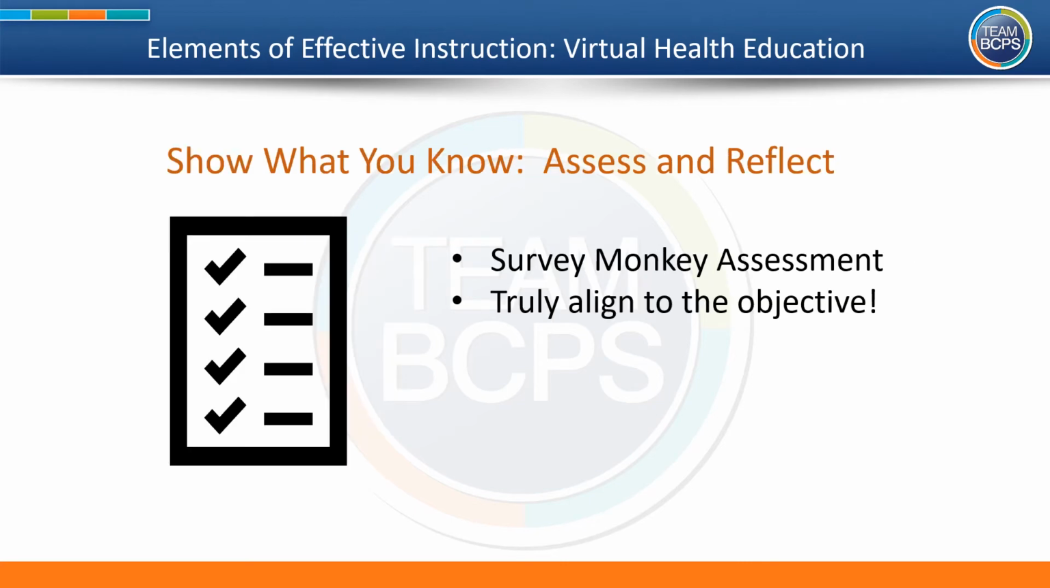Okay, and then in our final section of our virtual education, it's the show what you know. This is where students are assessed on their knowledge and skill development for that day, and it might also include some reflection. It's really an opportunity or a way to have students provide evidence of their proficiency in meeting the learning outcome for the day.